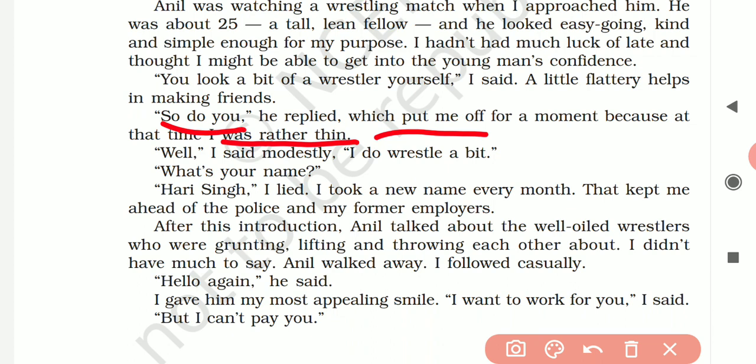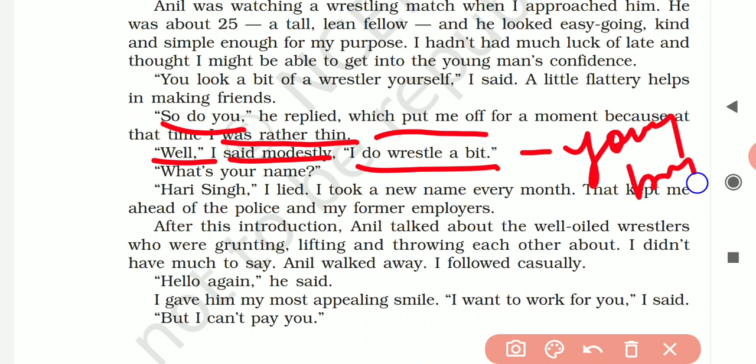Well, I said modestly, I do wrestle a bit. Who do you think is speaking all these words? These words have been spoken by the young boy. Okay? The young boy told, yes. Well, I said modestly, means very honestly or very firmly or very gently. You can say modestly means gently. I do wrestle a bit means I know a little bit of wrestling. He says like that.